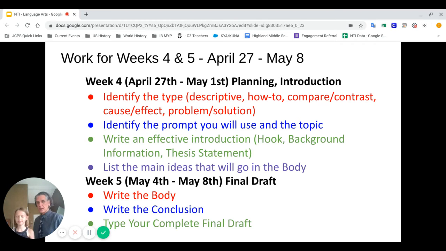All right. So next week we'll write the body, the conclusion, and that'll be your final draft. You'll just add those to your introduction. Or you could even just update the document and you start this week.